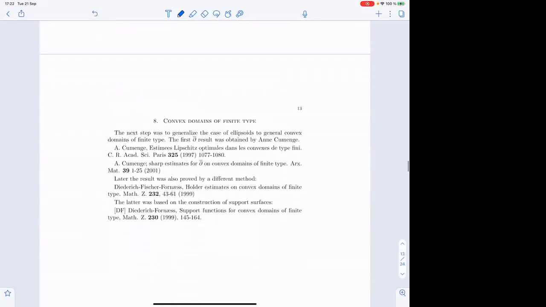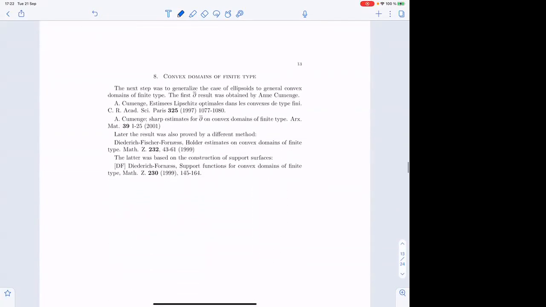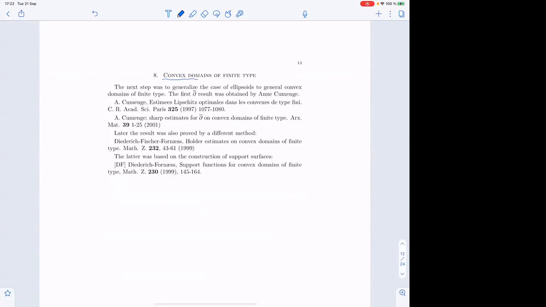So then the question was to generalize this to convex domains of finite type. And there, instead of ellipsoids, they use general convex domains of finite type. The reason we did these support surfaces was to really construct kernels to solve the bar. But that's not the focus in this talk.